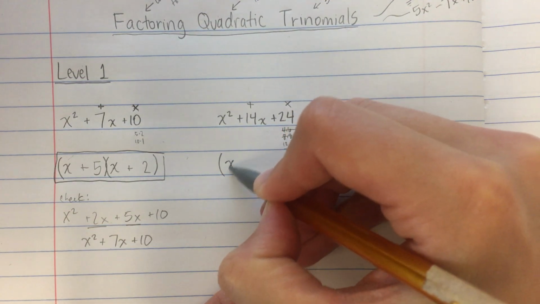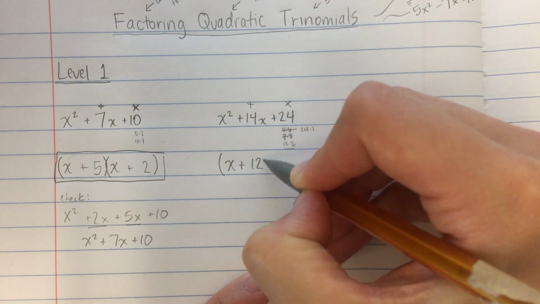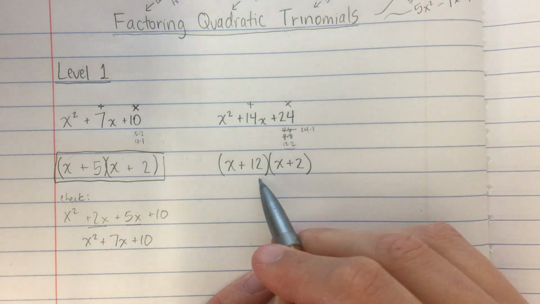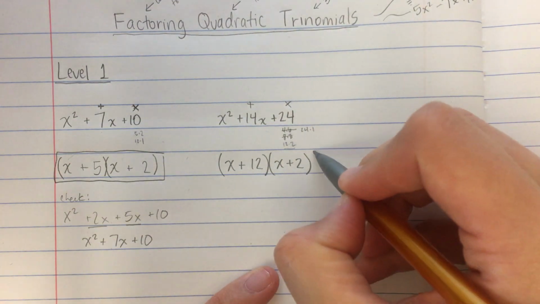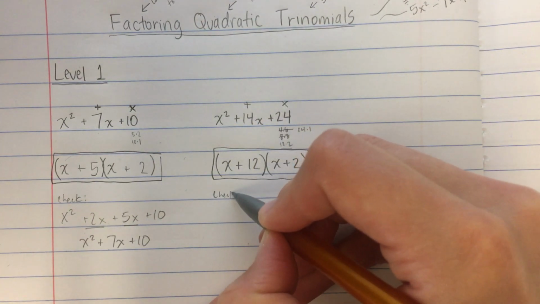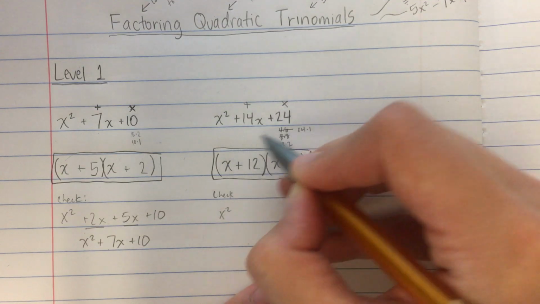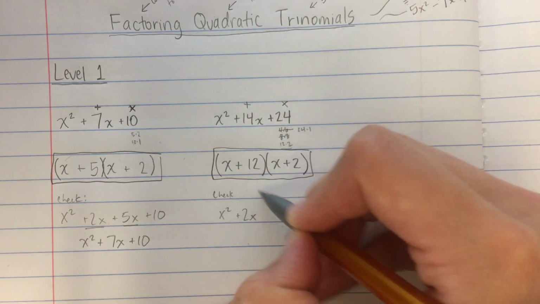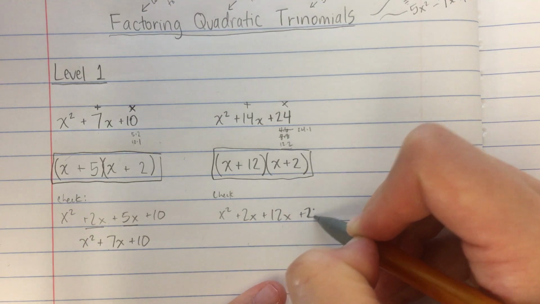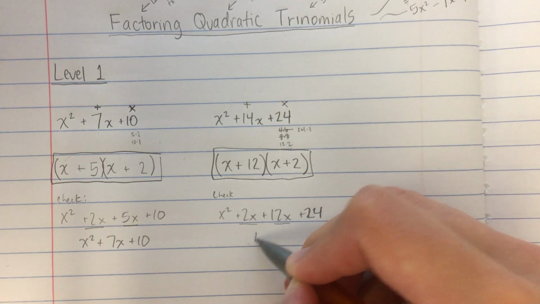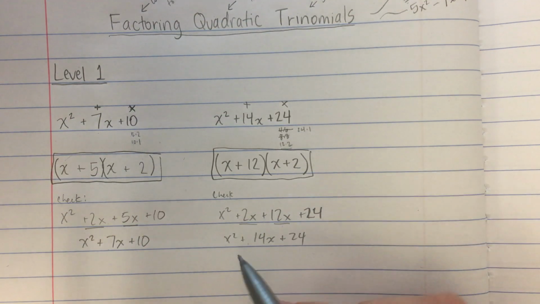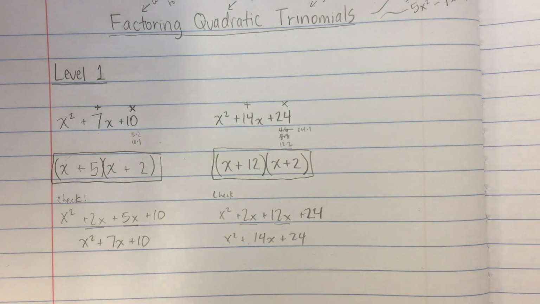So this is x plus 12 and x plus 2. And it doesn't matter if these are switched, right? It could be x plus 2 and x plus 12. Okay, this is what I think my answer is. I'm just going to check it by multiplying. X times x is x squared. X times 2, and this is 12 times x. 12 times 2. And then these combine to become 14x. And there we go. Okay, looks good, right? I got back what I started with.